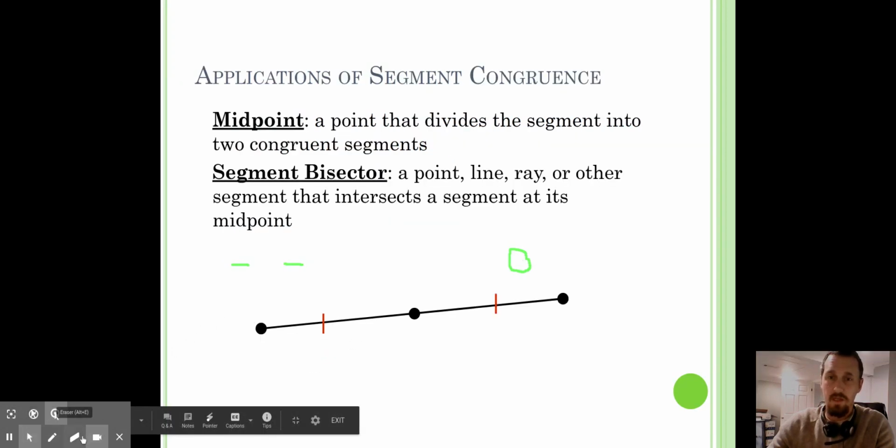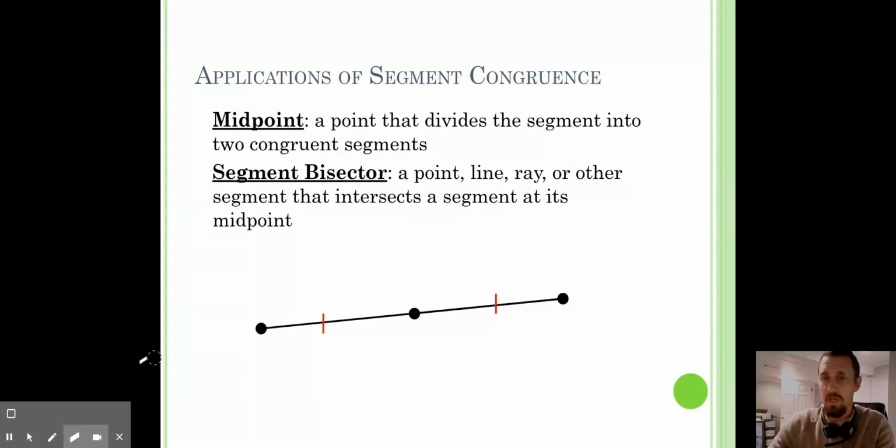Another way to show that two line segments are the same length is with hash marks. So if you have a line segment with one hash mark, and another line segment with one hash mark, these two are congruent. And that lets us, in a geometric figure, show where the congruent segments are.